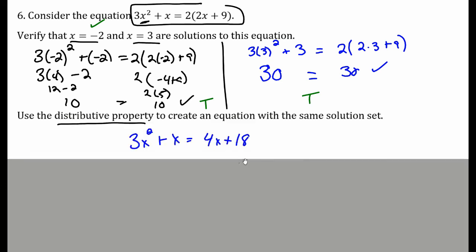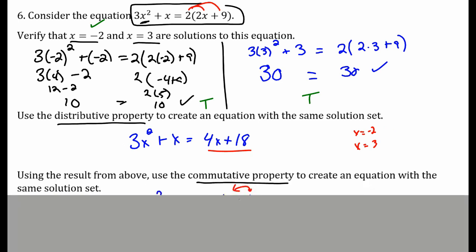Then I applied the distributive property of multiplication over addition. So I said, wait a minute, I have multiplication that needs to be distributed over that addition there. So when I did that, I ended up with 4x plus 18. I applied the distributive property. Guess what the answers are? x equals negative 2 and x equals 3. I didn't change the solutions by doing that.